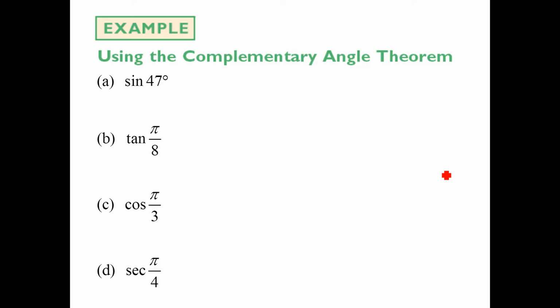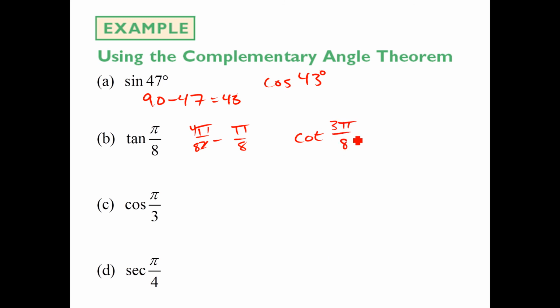All right, so let's finish up here. Use the complementary angle theorem. What's the same thing as saying sine of 47? 90 minus 47 is 43. So that's the same as saying cosine of 43. Tangent of pi over 8. Well, what's 90? 90 is the same thing as saying pi over 2. What's pi over 2 minus pi over 8? Let's get common denominators. So this is going to be the cotangent of 3 pi over 8.